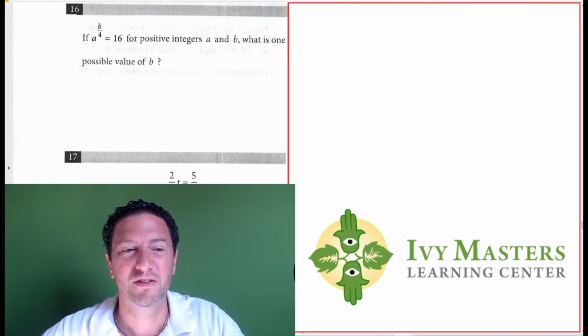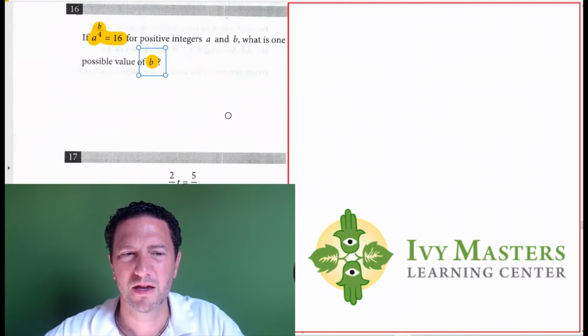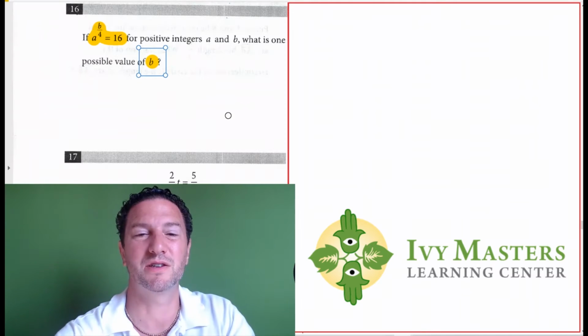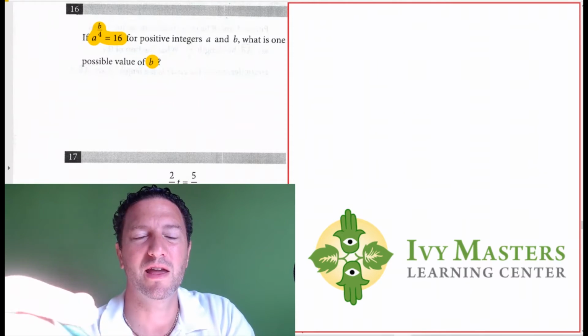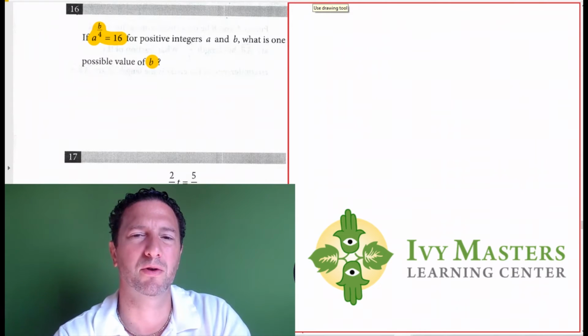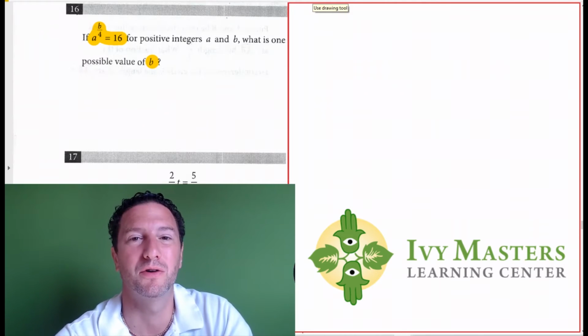So 16 reads, if a to the b over 4 equals 16 for positive integers a and b, what is one value of b? So I know it's asking about b, but in order to get to 16, we need a number for that base. So we could pick a number for a, and it says that it's got to be positive. What's the easiest positive number to work with? 1. But what you realize is that if you raise 1 to any power, all you get is 1.